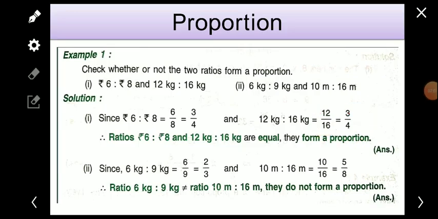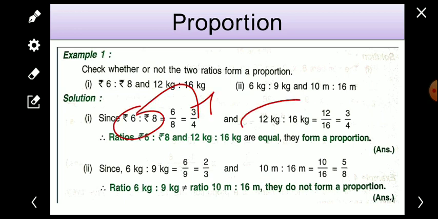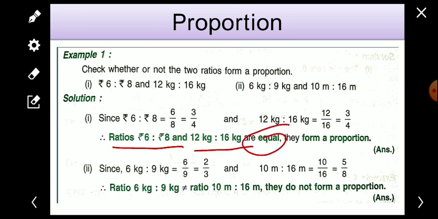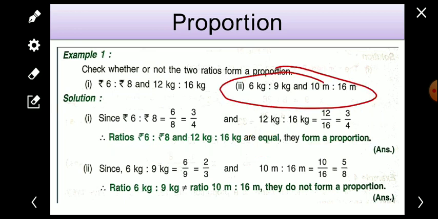So what have we got here? The value of 6 is to 8 is 3 by 4, and the value of 12 kg is to 16 kg is 3 by 4. It means the values of both the ratios are equal, that is 3 by 4. If both the ratios are equal, it means they form the proportion. The ratios rupees 6 is to rupees 8 and 12 kg is to 16 kg are equal, so they form the proportion. Like this we'll check in the second question also.